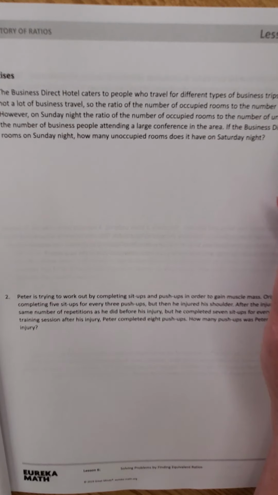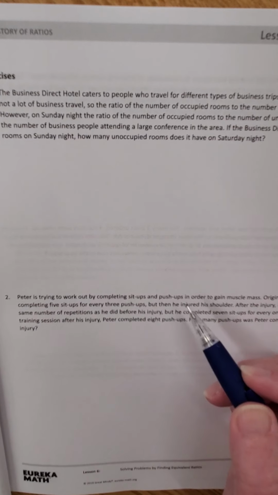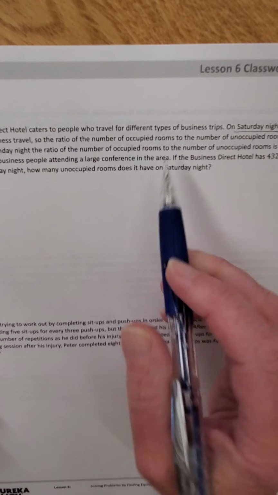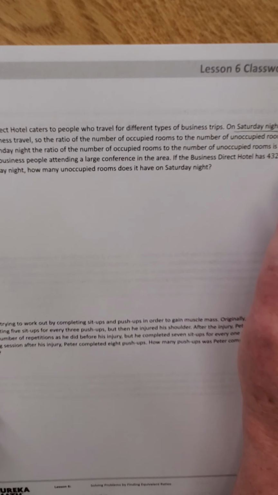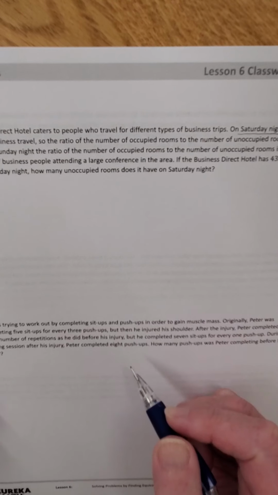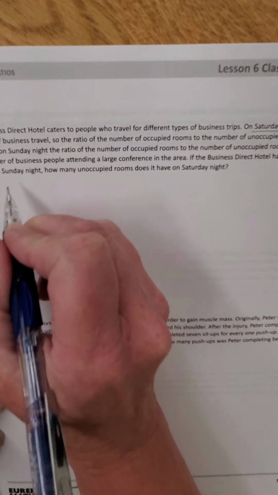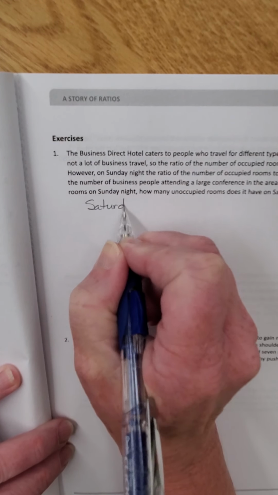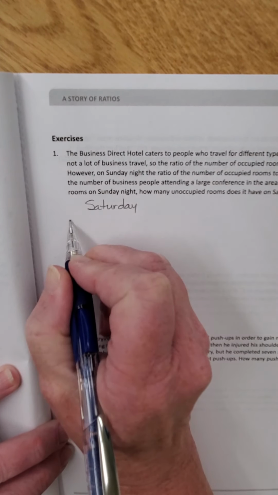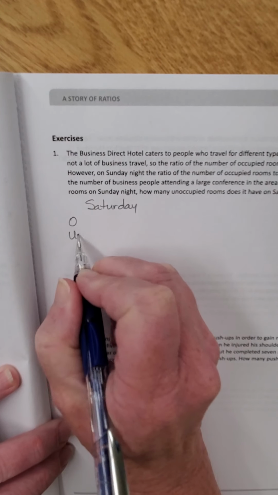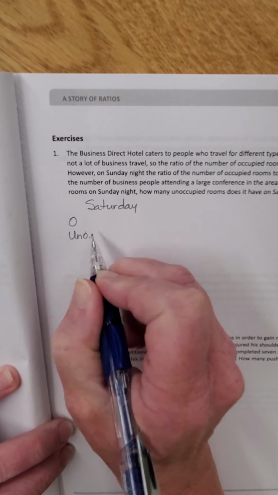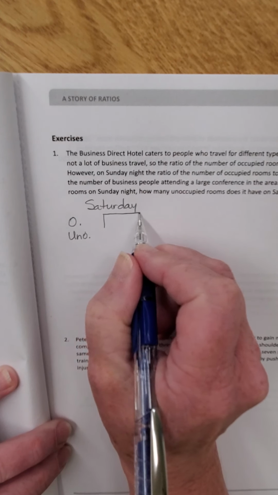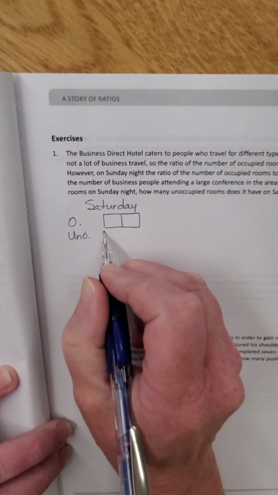At first, we're talking about Saturday night, where it says there's not a lot of business travel. So the ratio is 2 to 5. Now, occupied means full, unoccupied means empty. So I'm going to start with Saturday night, and I'm going to draw my tape diagrams. It said occupied and unoccupied, so we're just going to make them a little shorter here. Occupied is 2, and unoccupied is 5.